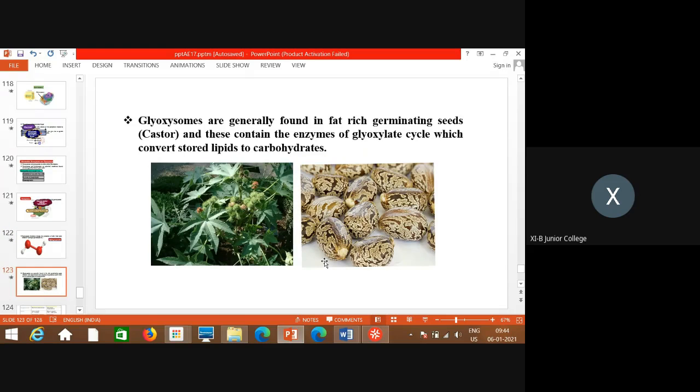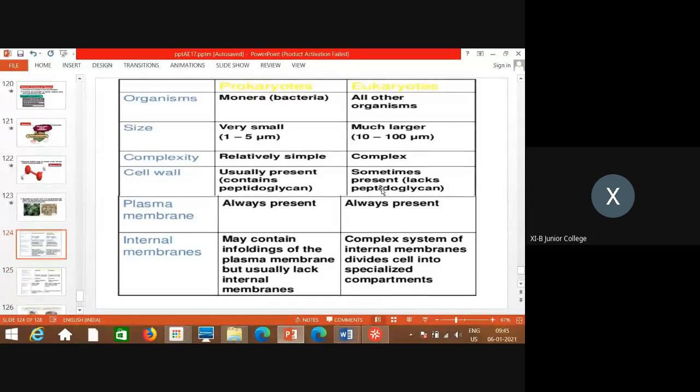As an example, glycosomes are generally found in fat-rich germinating seeds like castor, and these contain the enzymes of the glyoxylate cycle, which convert stored lipids to carbohydrates. So these are the castor seeds where glycosomes are present. So this is about the different organelles present in prokaryotic as well as eukaryotic cells.